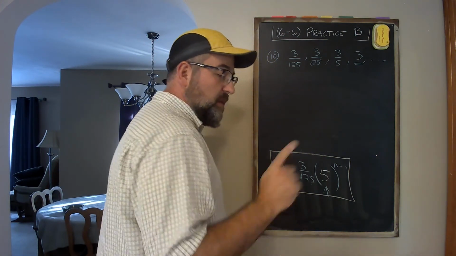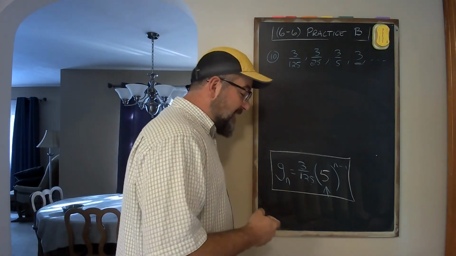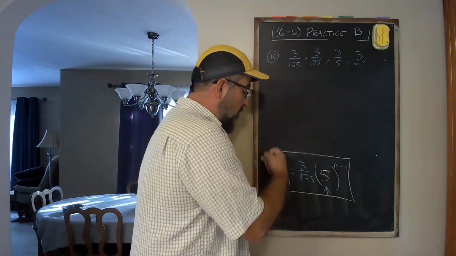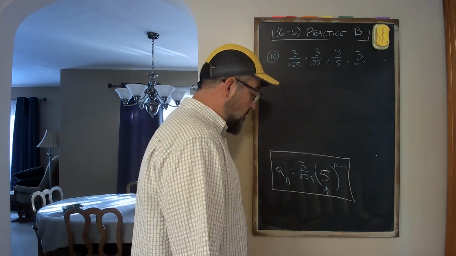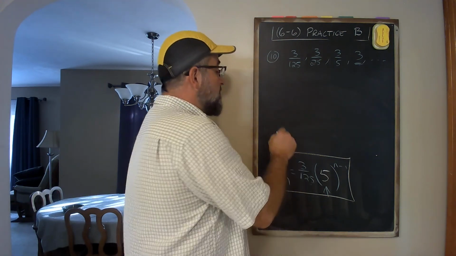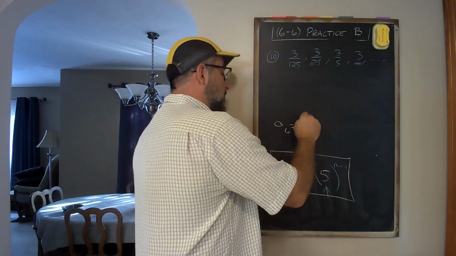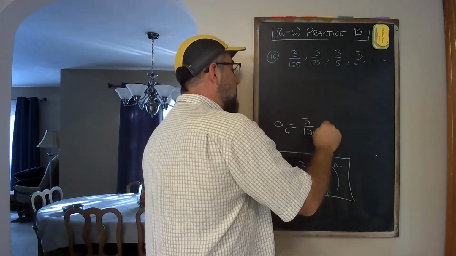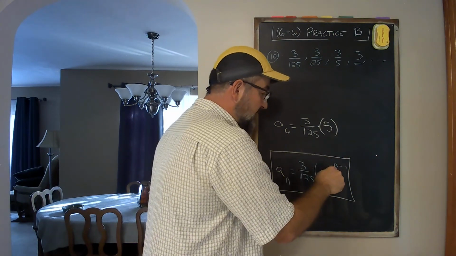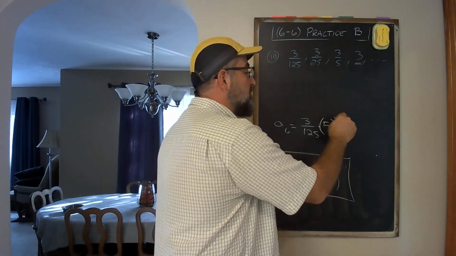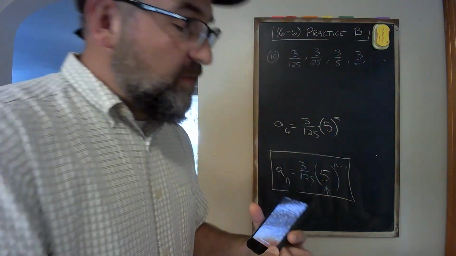Oh, I see on the paper it said find a sub 6. So we should have really called our formula a sub n, not g sub n. I like to call geometric ones g sub n, but that's fine. We can call it a sub n. So to find a sub 6, we're going to take 3 over 125, and we're going to multiply by 5 to the n minus 1, and n is going to be 6. 6 minus 1 is 5. So let's do 5 to the 5th.